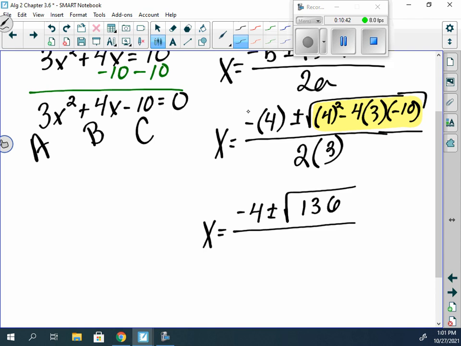136. Because 4 squared is 16. Minus, well, 4 times 3 is 12, times 10 would be 120, and it would be negative 120. Well, negative and negative make a positive, so 16 plus 120 should be 136. And 2 times 3 is 6. Any questions on this here?